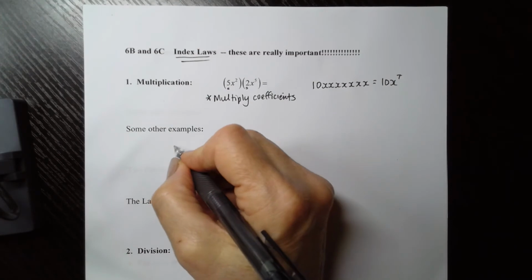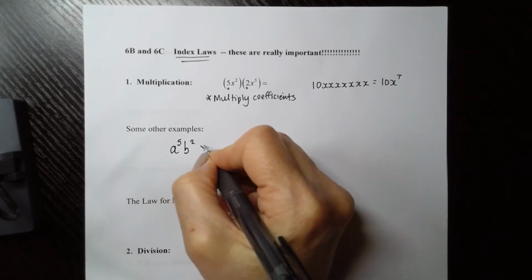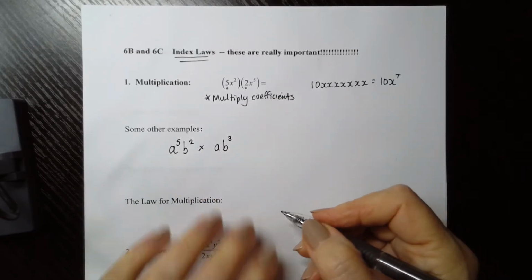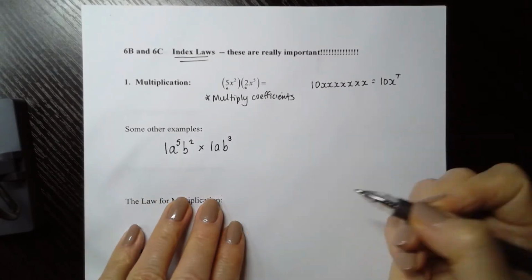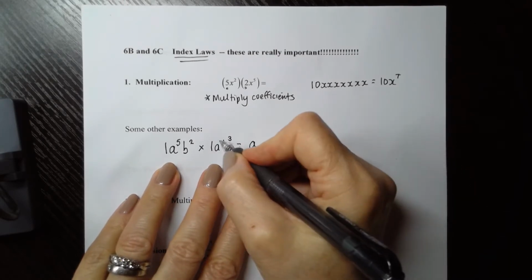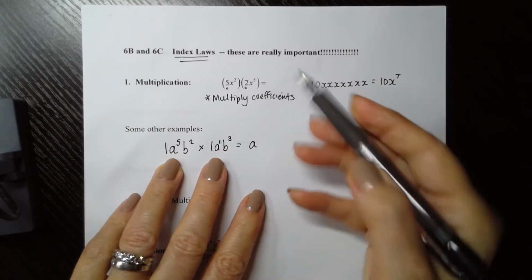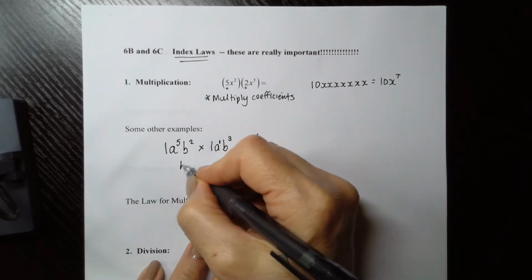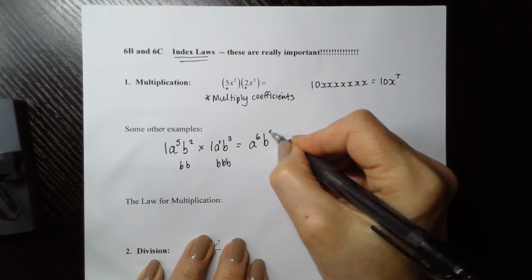Let's try another one. What if I had a to the 5th b squared times a b to the 3rd? Okay, I'd look through. The coefficients in front are just ones. So it's 1a. This has a little 1 there. It's 1a there. So I have 5 a's here and 1 here. That makes a to the 6th. And I have 2 b's and 3 b's. So that's b to the 5th.